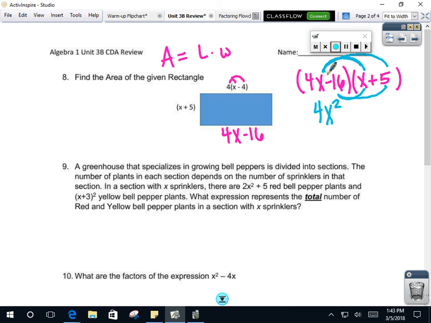Okay, so that becomes 4x squared plus 20x. Then what? Minus 16x minus 80. Now we just combine like terms. 4x squared comes down. 20x minus 16x is positive 4x. Pay attention. And then minus 80. Why is that?